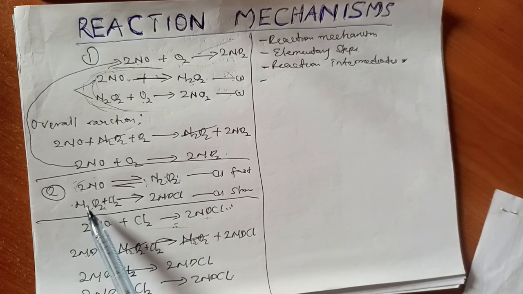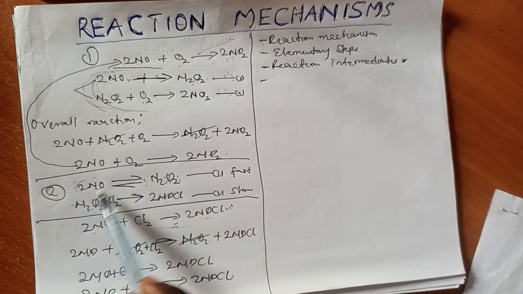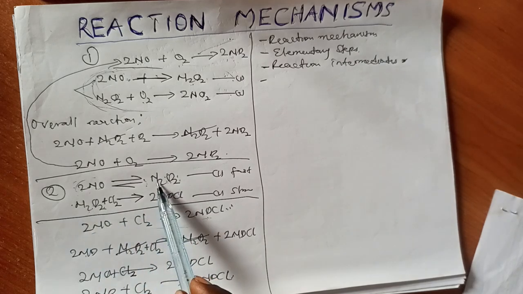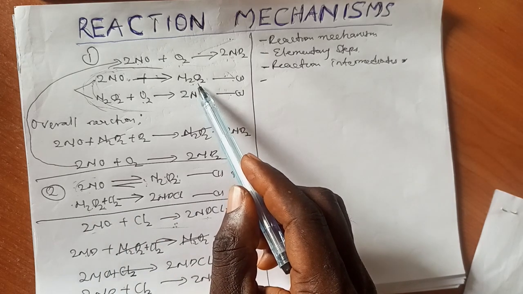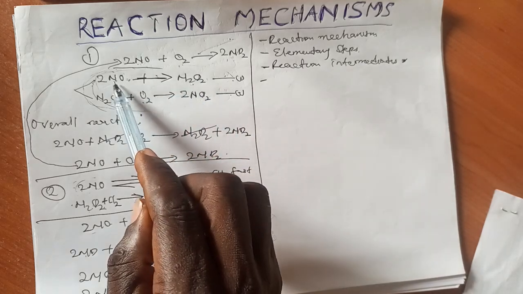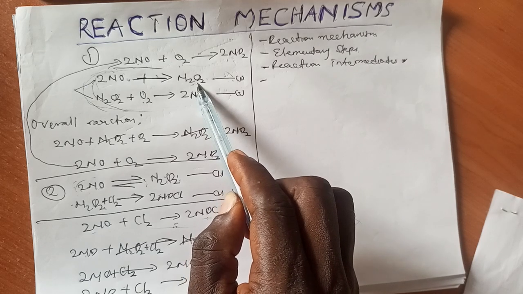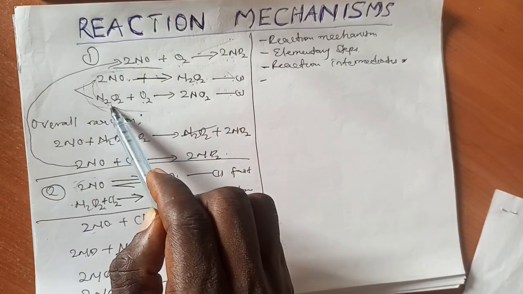This N2O2 makes the intermediate of this mechanism. So the intermediate here in this mechanism is N2O2 because it is formed here and consumed. It is formed in the early stage of the elementary step and consumed in the later stage of the elementary step. How do you know the reaction intermediate? The intermediate is the species that is formed in the early stage of the elementary step and then consumed in the later stage.